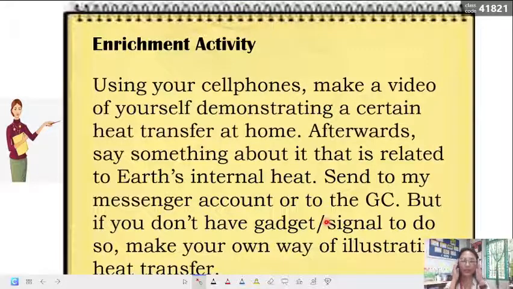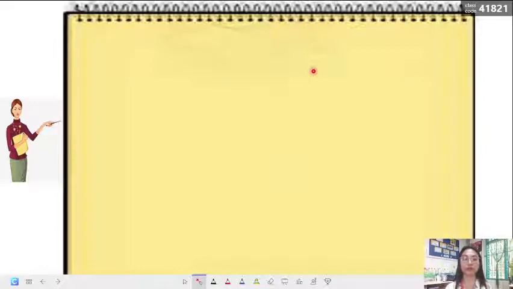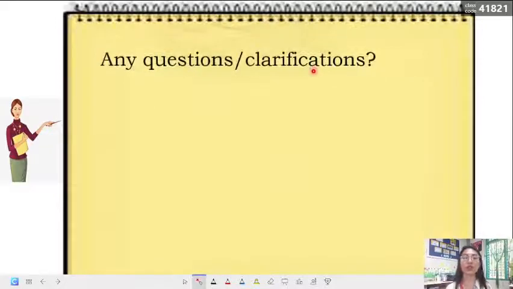Okay? So, reminders for safety precautions. Of course, since you are going to demonstrate the heat transfer, it is very dangerous. You have to be careful in handling everything. And then, of course, you should at least have an adult to look after you. And be careful always. Okay? Any questions or clarifications?